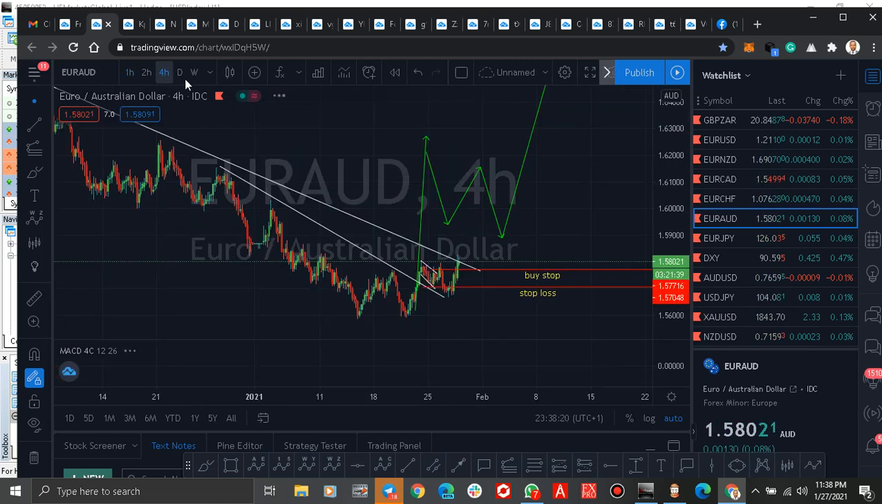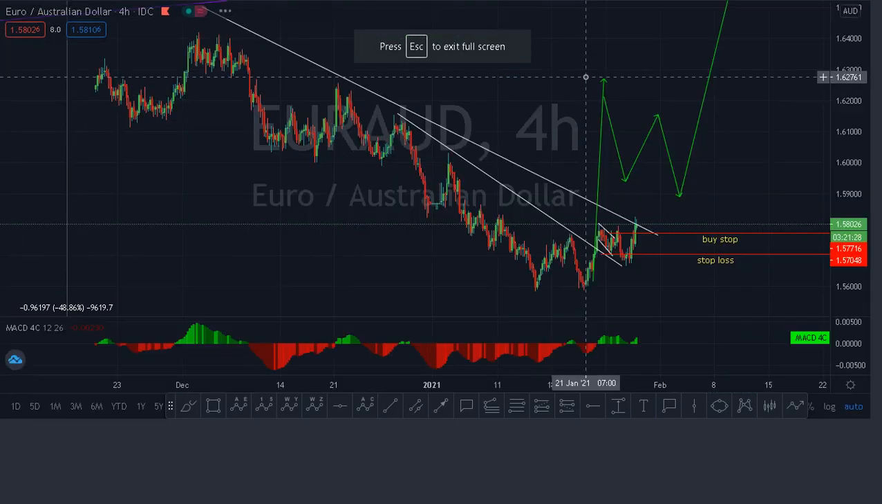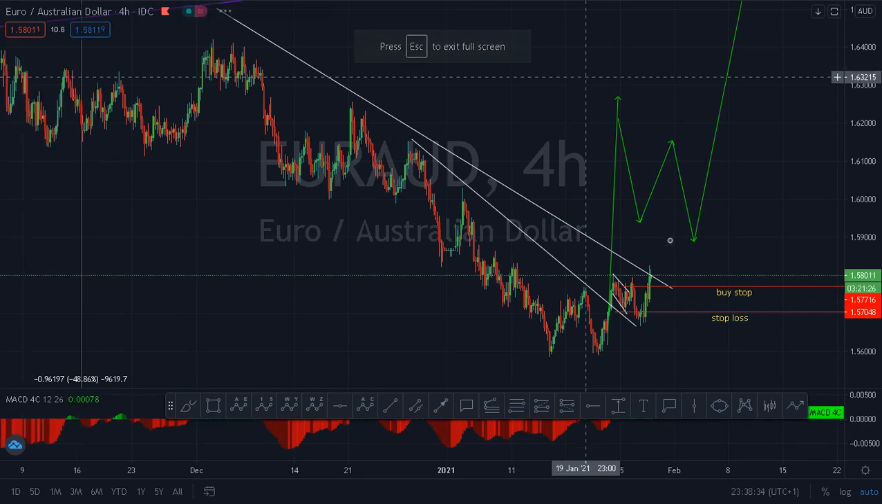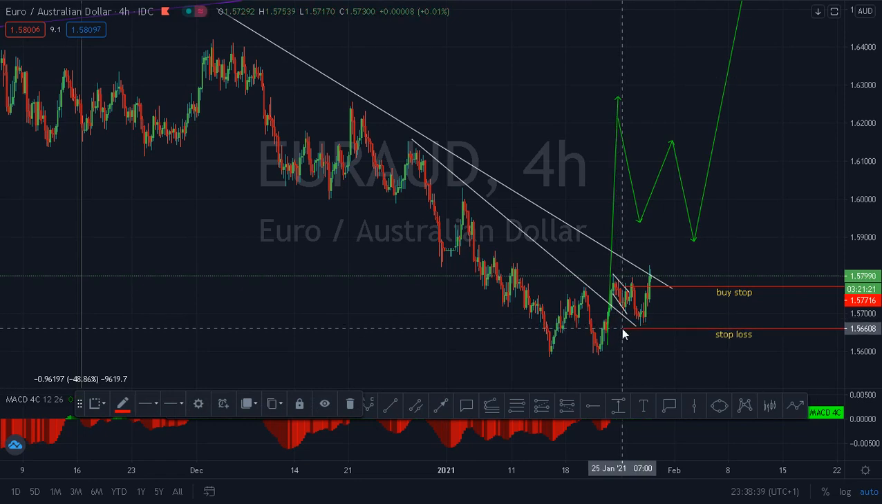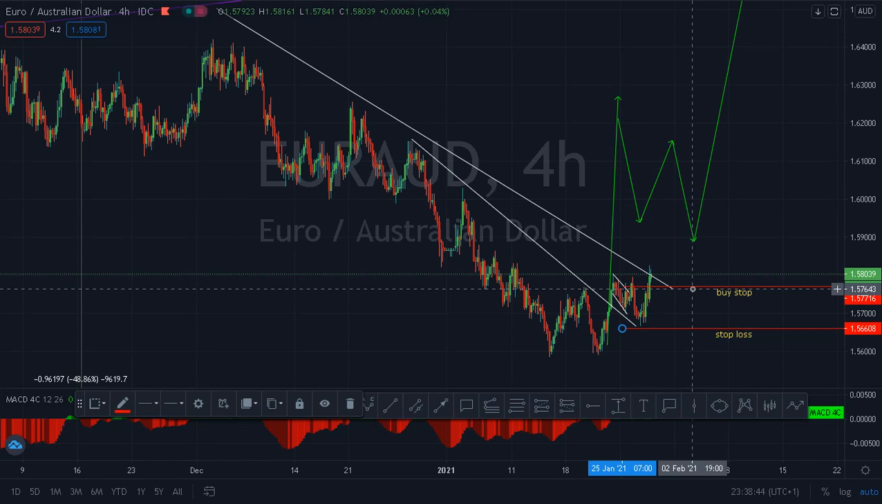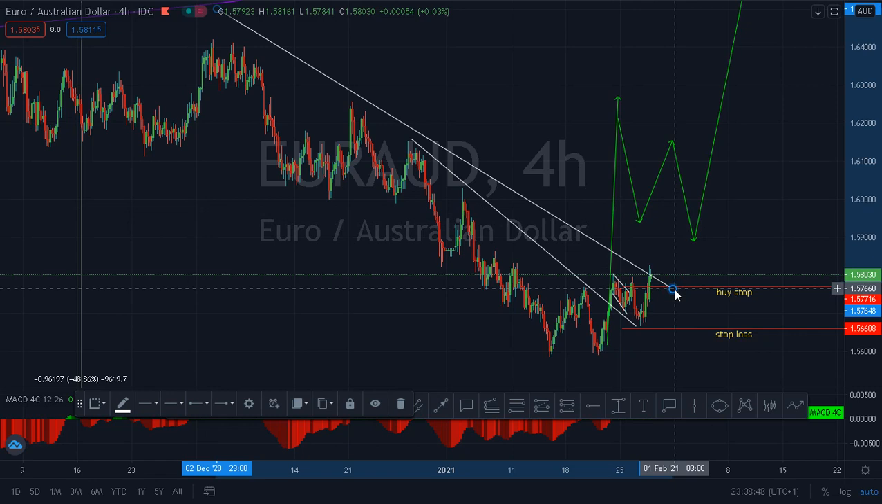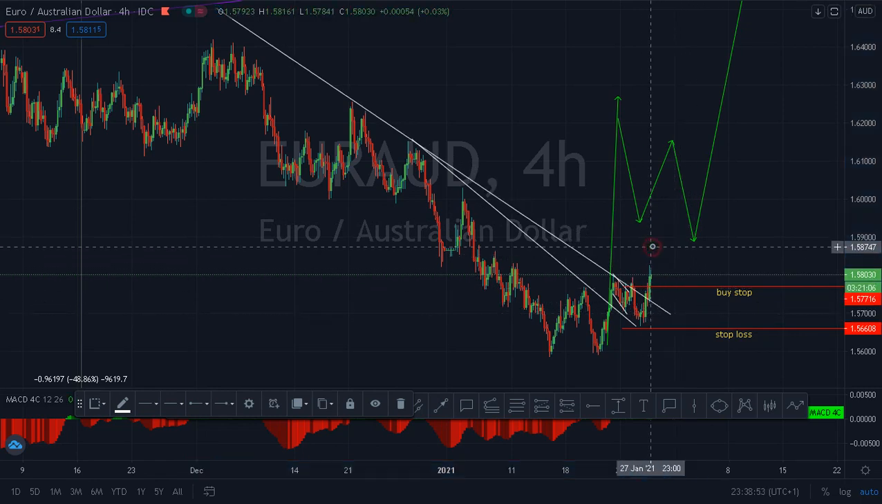AUD is going up. Okay, I said the buy stop, and the buy stop has triggered. So those who placed their buy stop, it has triggered, and the stop loss is here. I think the buying will continue. You can see how the market is moving. So it has already broken this channel.